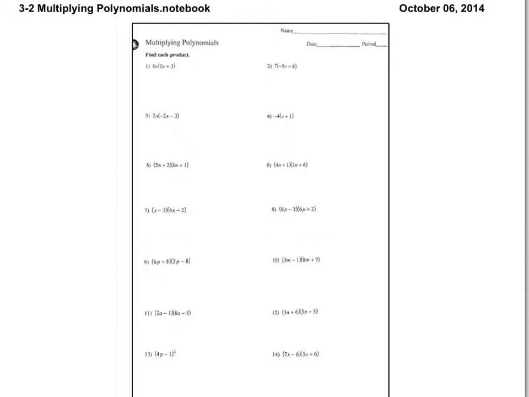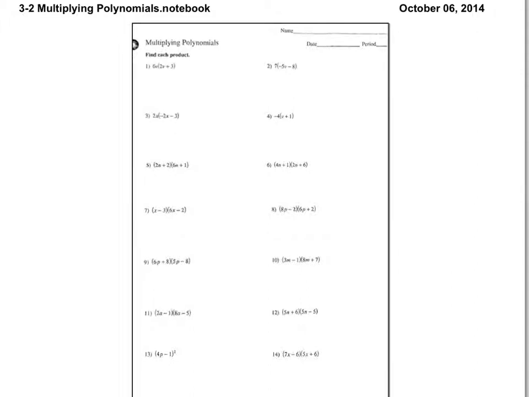Today we're going to do a refresher on multiplying polynomials. We've kind of covered this skill in chapter 2 with i's and with variables, so we'll just do a few together and then you'll have the rest of class to practice on this. You can check your answers with the answer key, and then whatever you don't get done is homework for tonight.